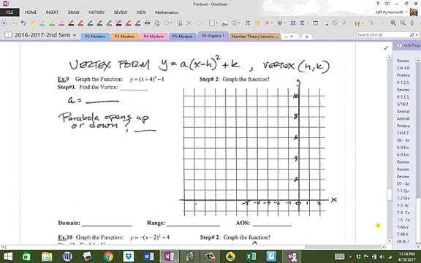Okay, on this one here, a is 1, so it opens up. Okay, and we have a min. So we have a min here at -4, -1, so -4 comma -1. And let's see, so we plot that, -4, -1.